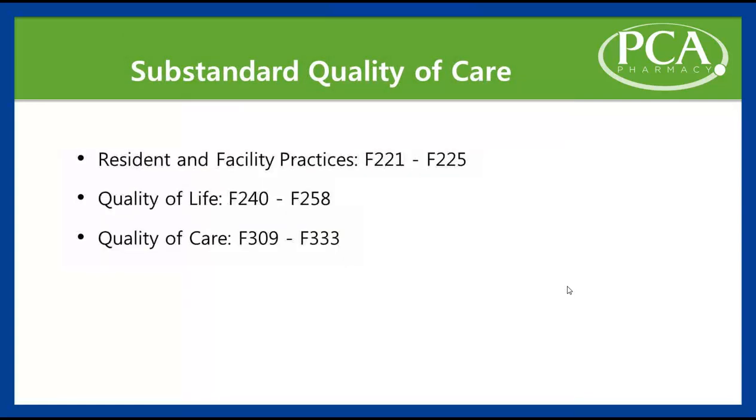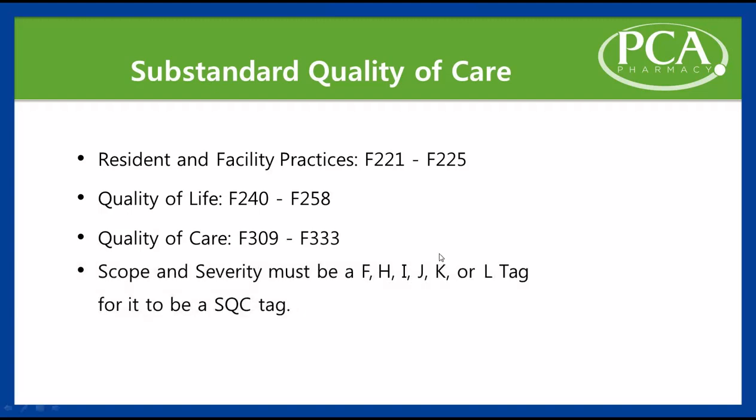When we talk about substandard quality of care, we're talking about F221 to 225, or the resident and facility practices, quality of life, which is F240 to F258, quality of care, which is F309 to F333, and the scope of severity, again, has to be an F, H, I, J, K, or L tag for it to be a substandard quality of care. And again, those are those shaded boxes on the scope and severity table.